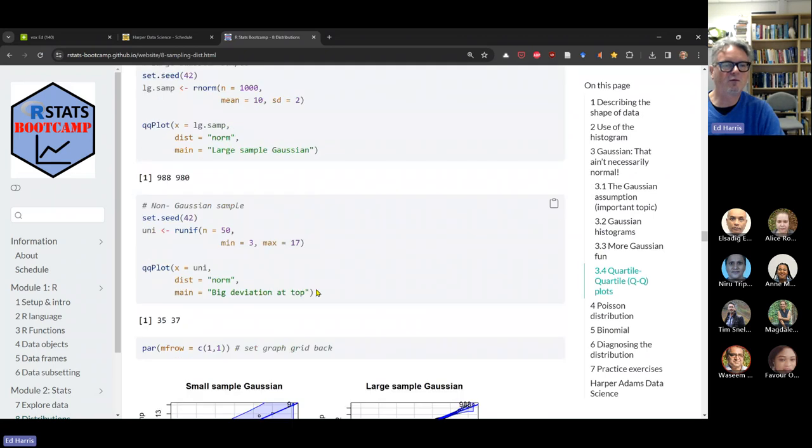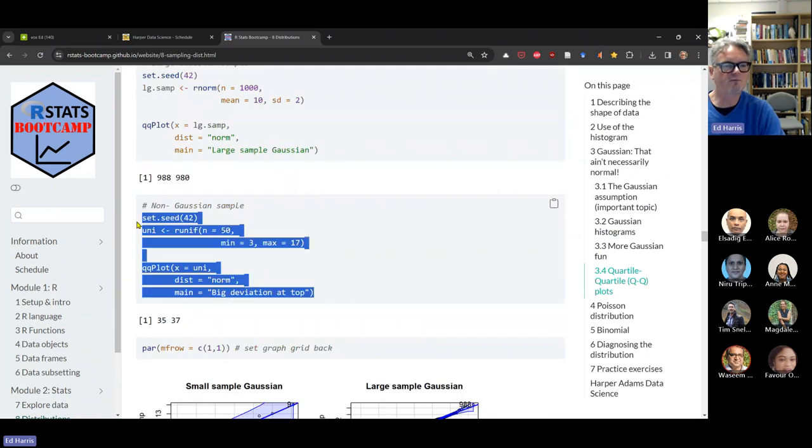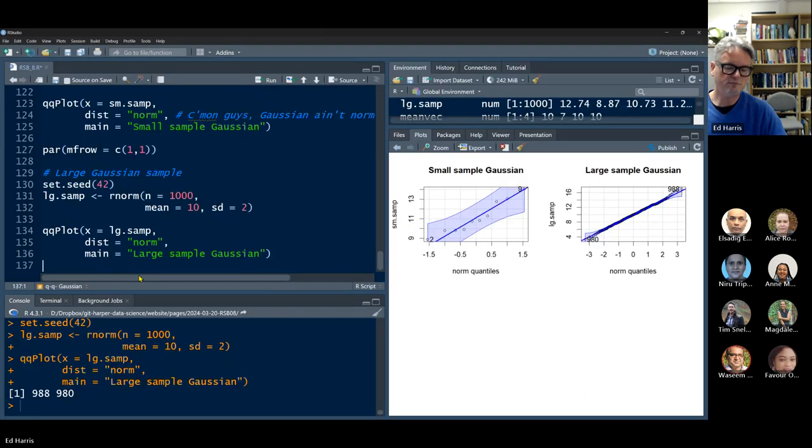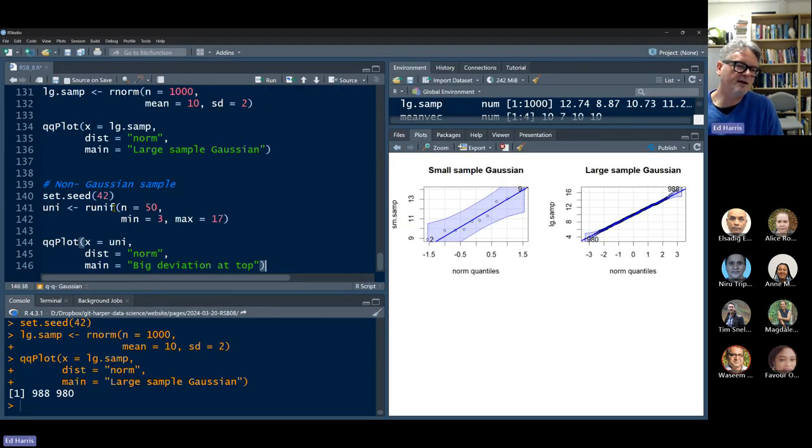And then finally, we're going to make a non-Gaussian sample. I know this is a non-Gaussian sample. This is a powerful way of thinking about data, and sampling is this way of thinking using simulation. So here I'm simulating a uniform distribution. Now, a uniform distribution would be like a fair six-sided dice, where if you rolled a dice 50 times, you should have roughly equal numbers of ones, twos, and so forth. So that would be a uniform distribution.